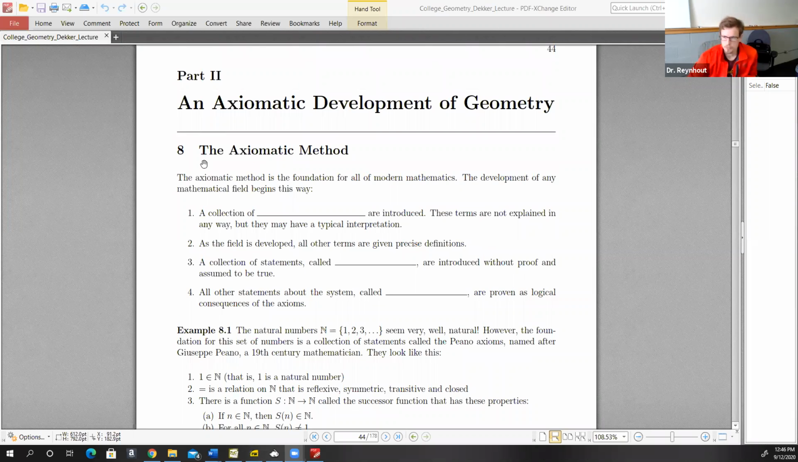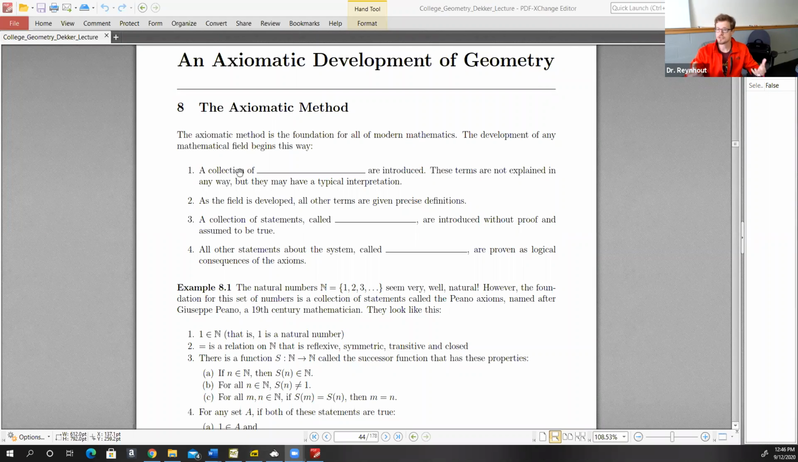So we talked previously about points and lines and that these are undefined terms. And we want to talk about this a little bit more generically in this section to give an idea of how essentially all areas of mathematics are developed, formally anyway. So the axiomatic method is, again, the foundation of all modern mathematics, right? It's where everything begins.